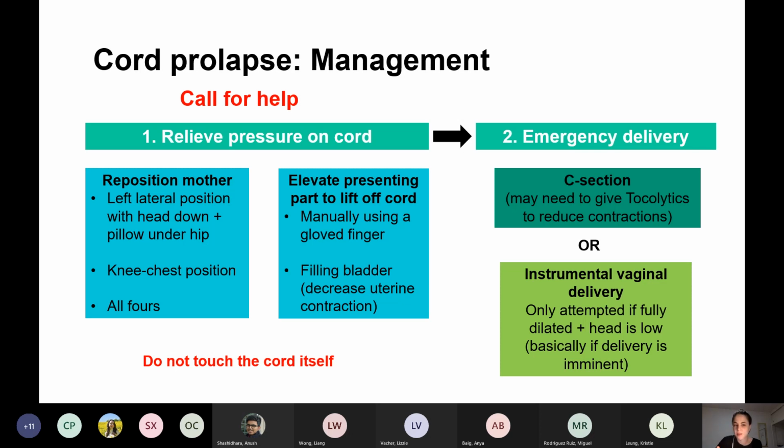So the first thing to do is, again, call for help. It is an emergency. And then you want to relieve pressure on the cord. There are 2 different methods to do this, and there's one that you normally do more than others. The first one is to reposition the mother.